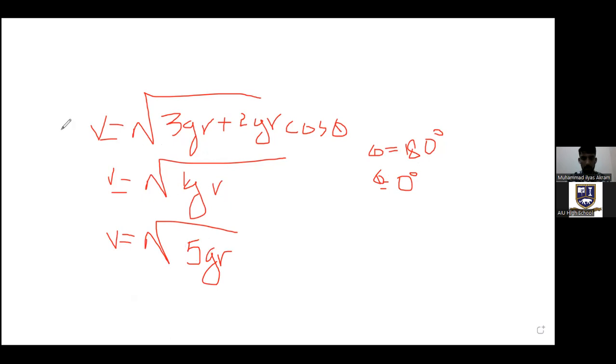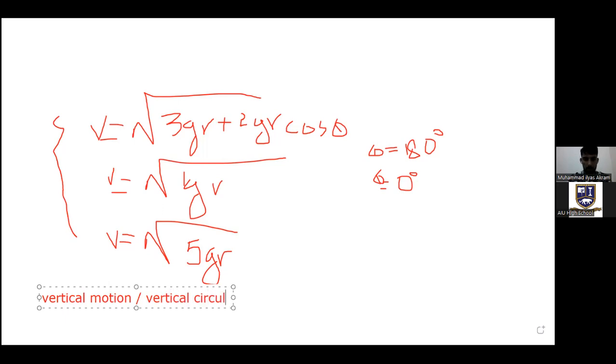These formulas are for the vertical motion, or we can say vertical circular motion. So we have formulas to calculate the velocity of the body in a vertical circular motion at its highest point and at the lowest point of the circle.